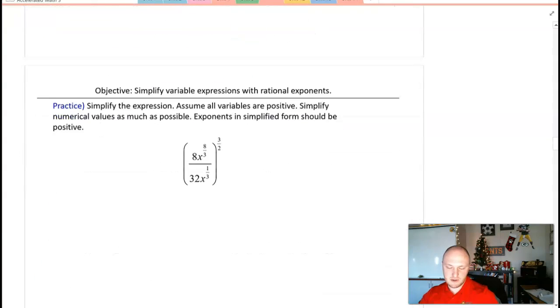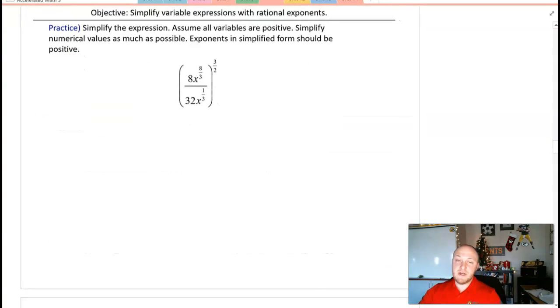Okay, here is another practice problem. Here's the meaty one. Remember, what do you have to do first? What do you have to do first? Please go ahead, pause the video, give this one a go.